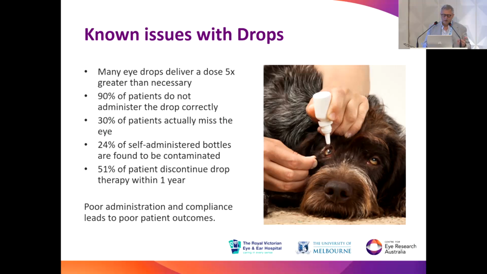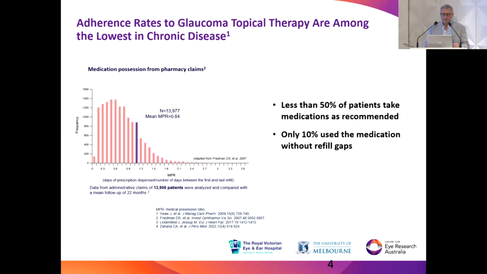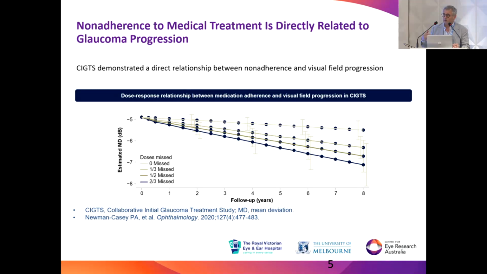But we deliver a large amount more than is needed. A lot of people don't administer them very well. Many people, in fact, even miss the eye when they're observed. A lot of the bottles are contaminated. There's all sorts of different problems with them. We all know these. There's also a poor adherence rate. Some of this is from US data where there's almost a disincentive, and in Australia we're probably a little bit better, but this is fairly common over the whole world. There is a significant reduction in how many medicines are taken over time, and unfortunately that has a corollary to the effect of treatment. If you look at people progressing, the number of medicines that are missed is definitely related to that.